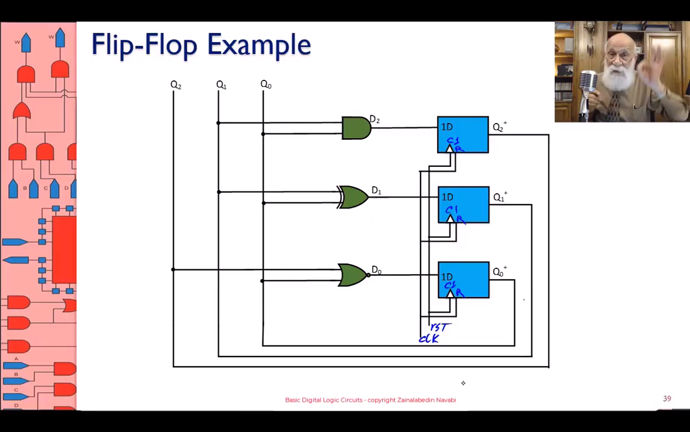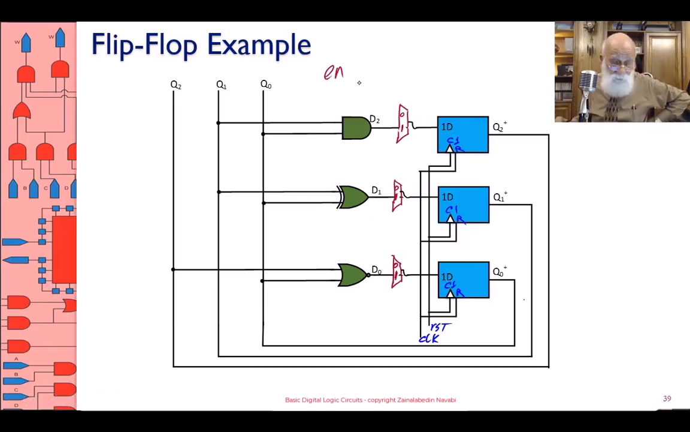Remember what I said about enable. If the flip-flop has an enable input, you can use it. If it doesn't have one, you have to add an external enable using a multiplexer. So this is the choice I have.